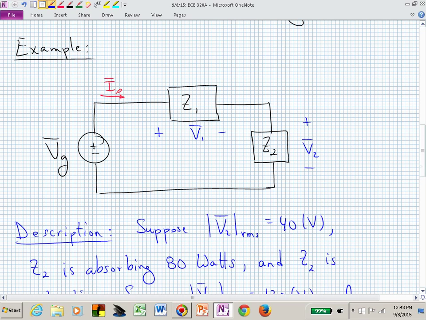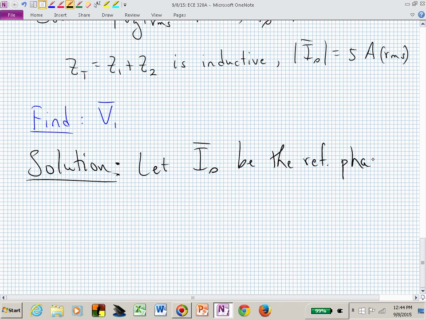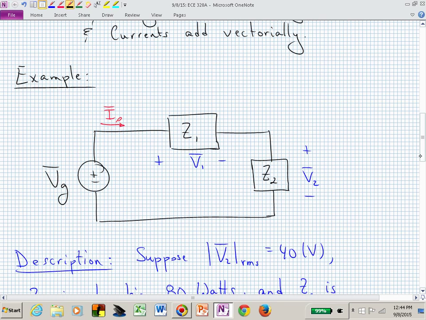What we may want to do, and maybe what I would do, is resketch that and start filling in some of the known parameters on that circuit itself. But if we don't do that, let's now write down one way of attacking that problem. We've already said that I sub S was our reference phasor, or that's what we were told to assume. This now becomes 5 at 0 degrees in RMS. Relative to this circuit, what are some equations that we can now write?